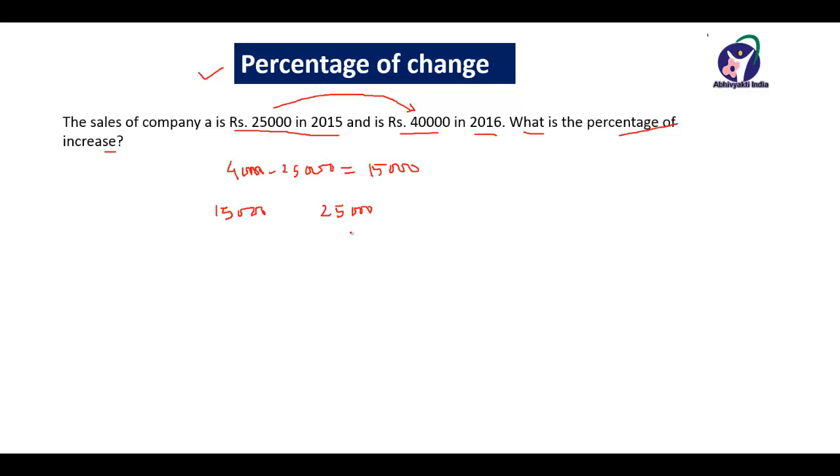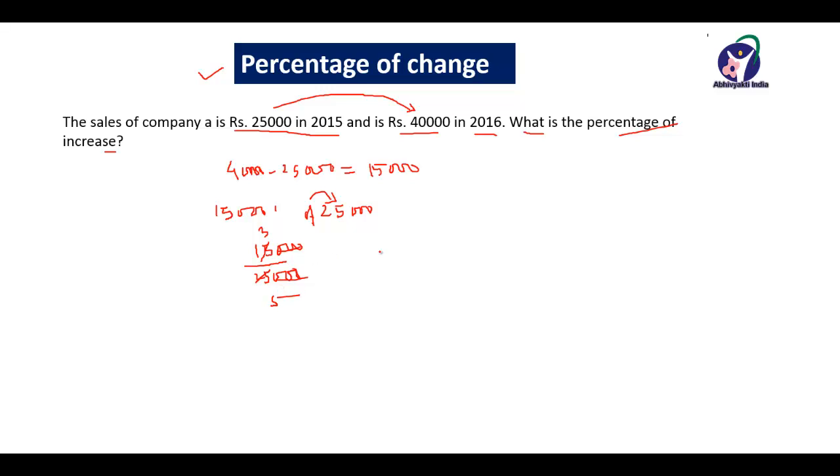15,000 is what percent of 25,000? It means, of is followed by the number 25,000, so it will go to the base. So the denominator will be 25,000 and the numerator will be 15,000. So these three zeros will get cancelled and it will be 15 by 25.